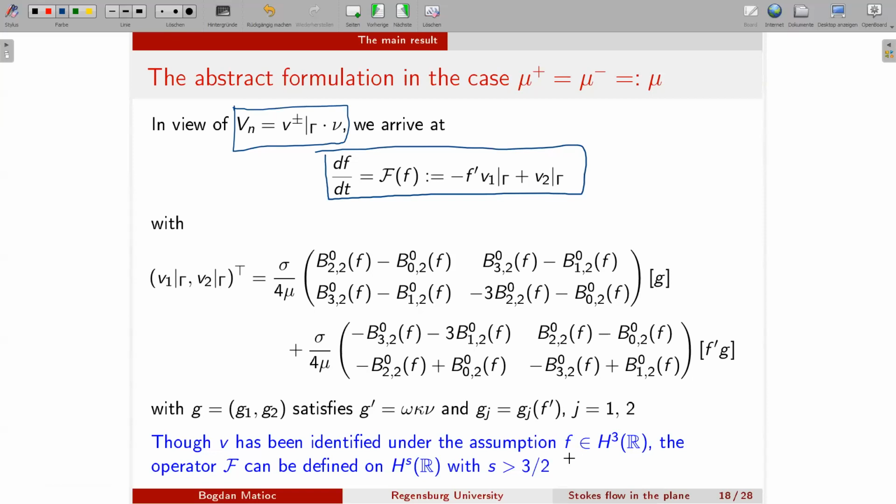And an important observation is we solve the boundary value problem for the Stokes equation for f in H3. But these formulas are well defined for f in H^s with s larger than 3/2. So this equation is meaningful for f in H^s. And then we will solve it for f in H^s. And at the end, we prove this parabolic smoothing that in fact the solution f is smooth for positive time in any Sobolev space H^k of R.